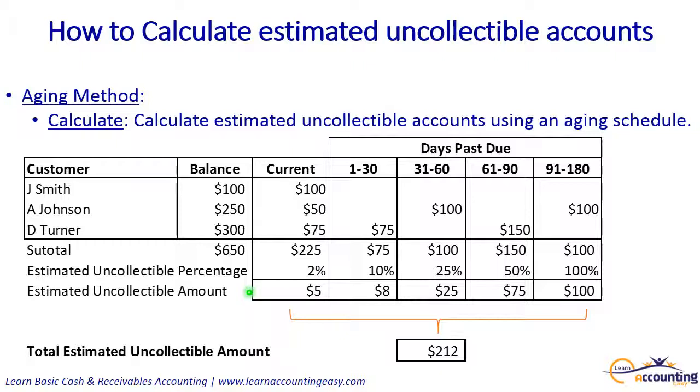This next row, estimated uncollectible amount, all it does is multiply the total for that bucket by the percentage that we've assigned to the bucket for uncollectible to get to the dollar value of uncollectible. And that's done separately for each of the buckets, as you see here. And then if we sum all the buckets, we come down to this total estimated uncollectible amount. So this is for all of our customers based on these aging buckets and the percentages we've assigned to each bucket. We believe that $212 of the total accounts receivable, we will never collect.